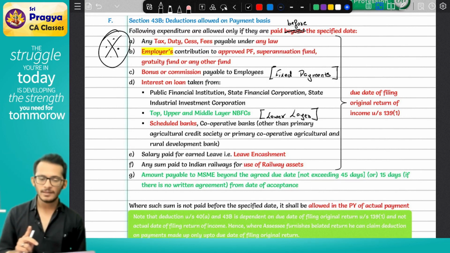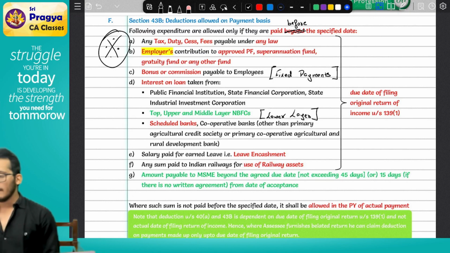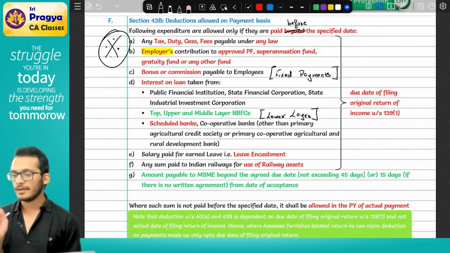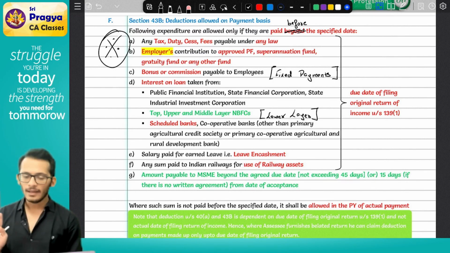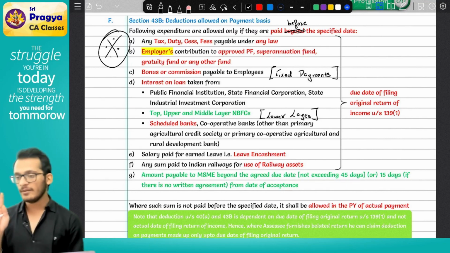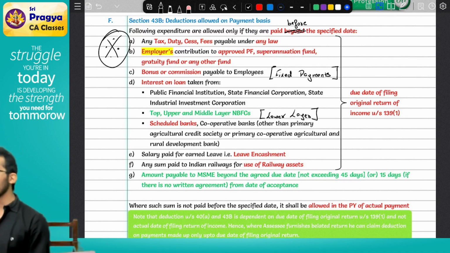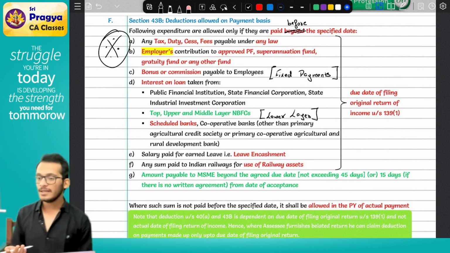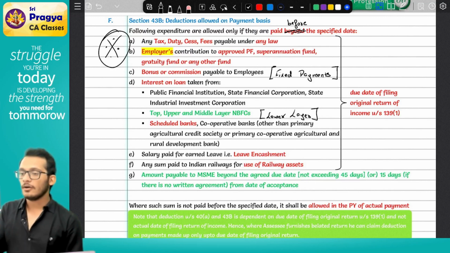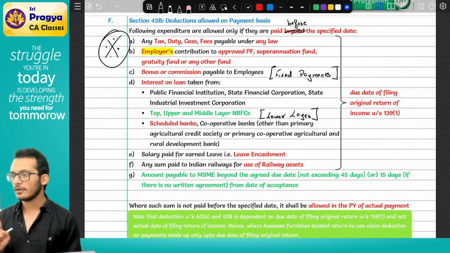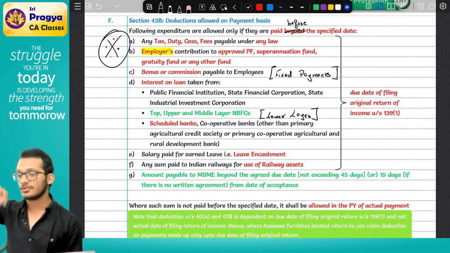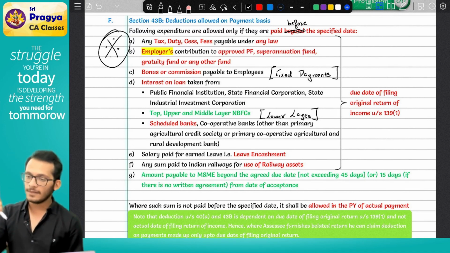So the provisions say if you are going to make a payment to MSME, please make the payment as per the due date of the contract. If you don't make the payment on the due date of the contract, the payment will be disallowed. Rahul, is the payment permanently disallowed? No. It will be allowed in the year of actual payment. Rahul, what is the big deal? The big deal here is you are not getting the due date of return filing, which means if on 31st March you have not made the payment, on 1st April the payment will be disallowed.